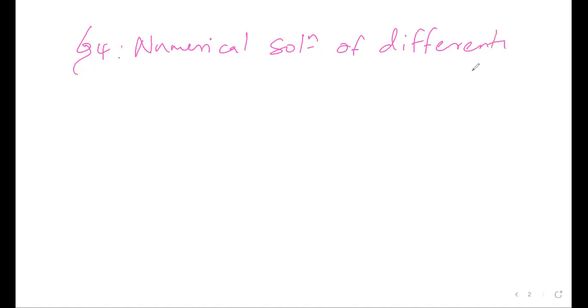Differential equations. Okay, so let's first of all begin with a single step. The heading goes, the first one goes, single step method.